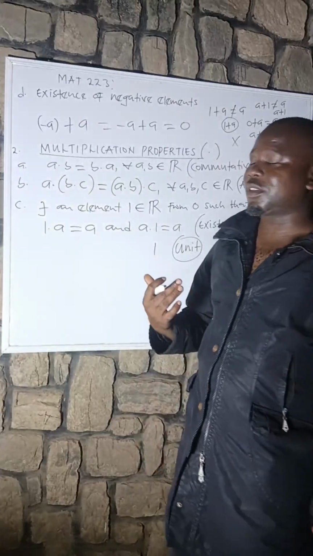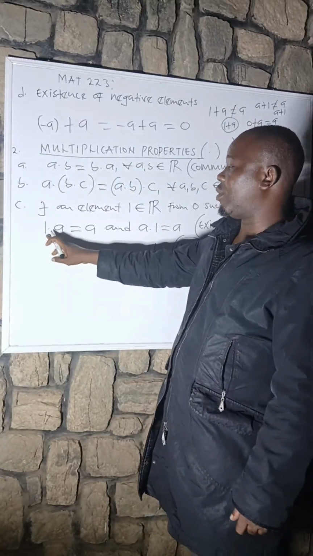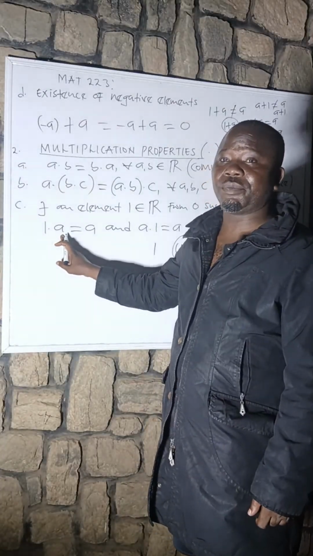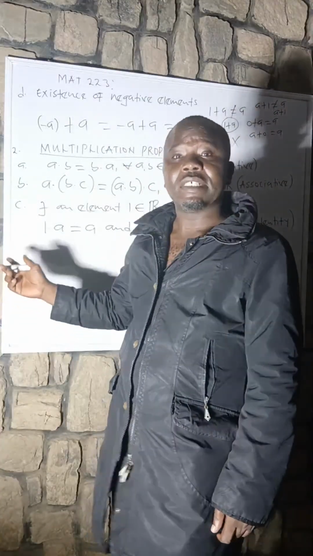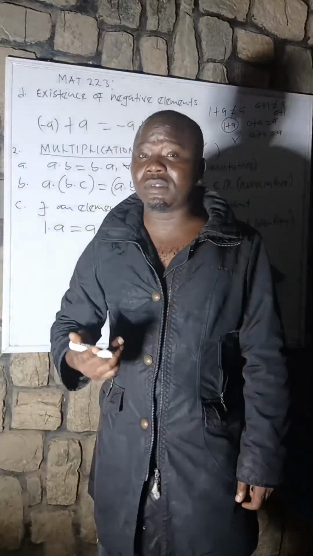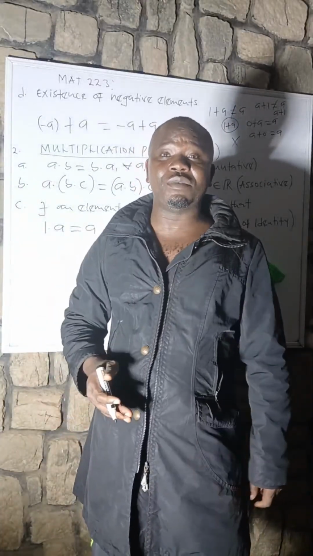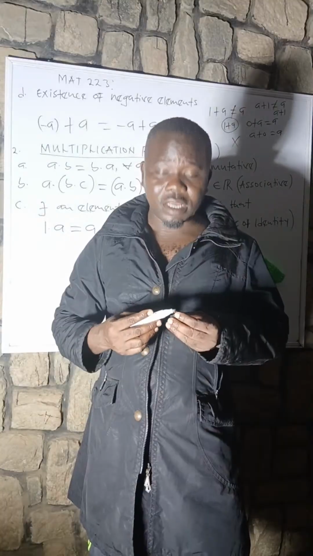So take note, because identity 1 times any variable is going to give you the variable, then that variable times 1 is still going to give you that variable. True or false? Any question?